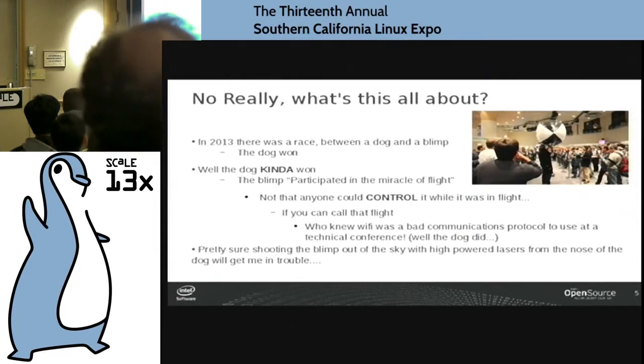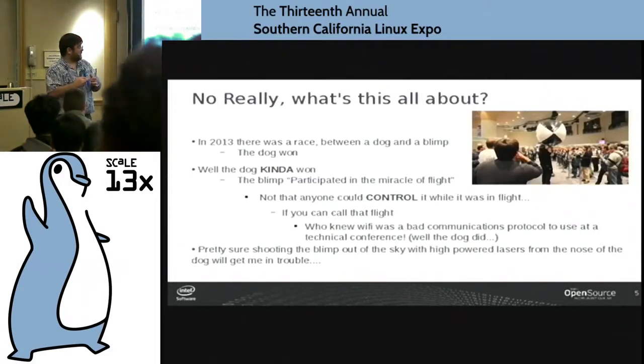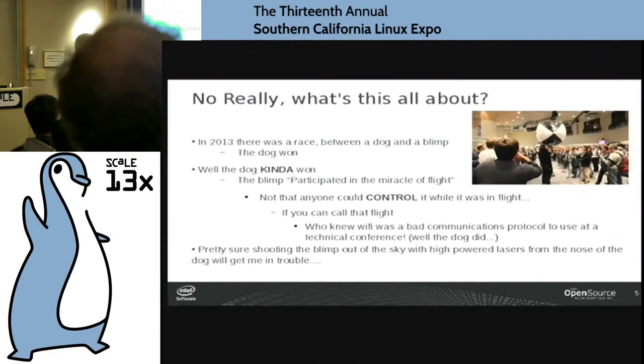So, the reality is that this entire talk and this entire project started in 2013 at the Embedded Linux conference in Europe, where a good friend of mine, Elizabeth Flanagan, brought a blimp and I brought a dog. And there was a race to see who could go in a straight line and come back fastest. Turns out that despite the fact that she was flying, the dog won. Mostly because Beth, in her infinite sanity, left the control channel mechanism up to an intern. Which is a bad place to start.